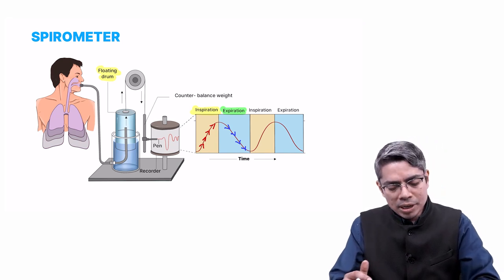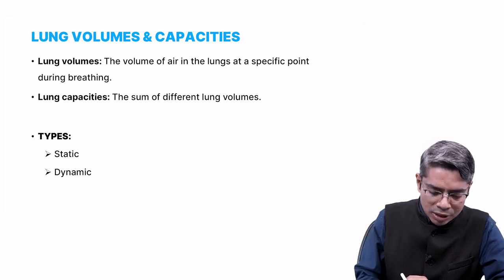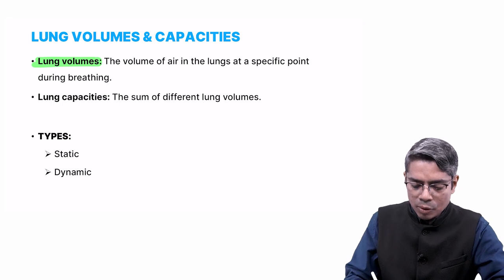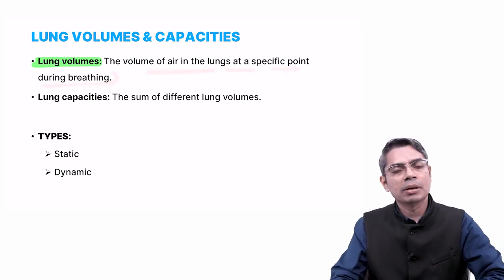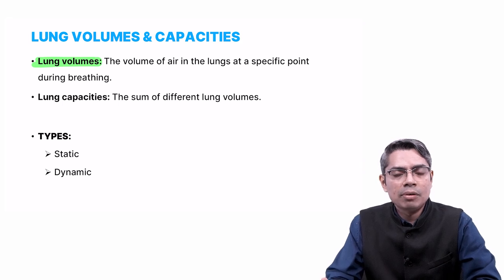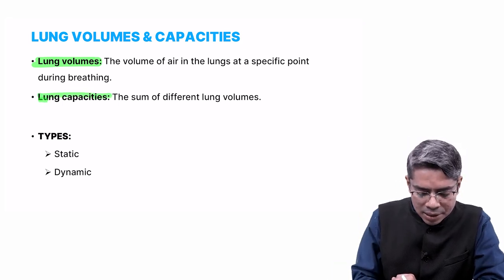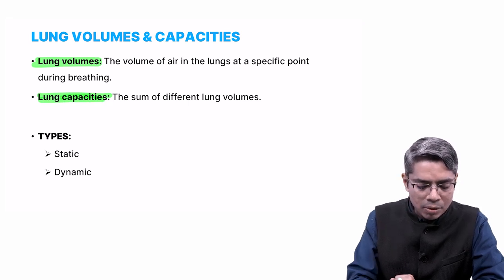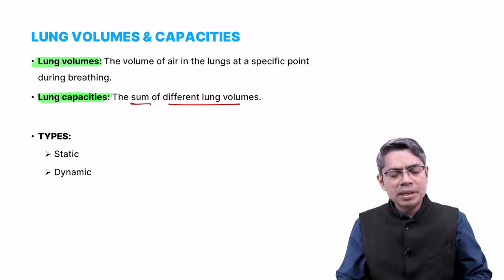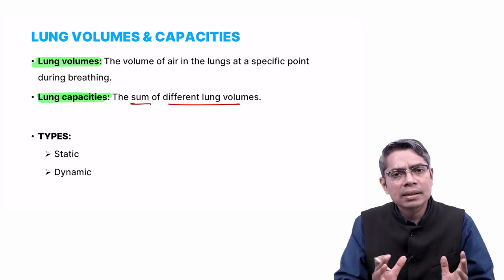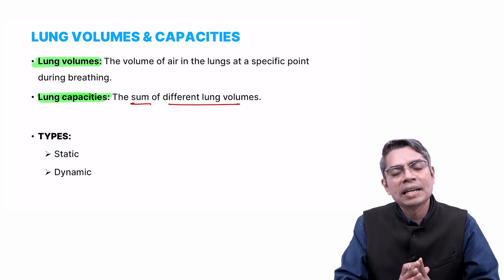Now with this concept, we are going to discuss the various lung volumes and capacities. Before that, try to understand what is the meaning of lung volumes. As I told you already, the volume of air in the lung at a specific point during breathing is known as the lung volume. So volume means a specific volume of air, okay. And whenever we say lung capacities, right, a capacity is the sum of various volumes. So simply, if you add up two or three volumes, then that addition of the volumes is known as the lung capacity. So capacities equal multiple volumes adding up, right.